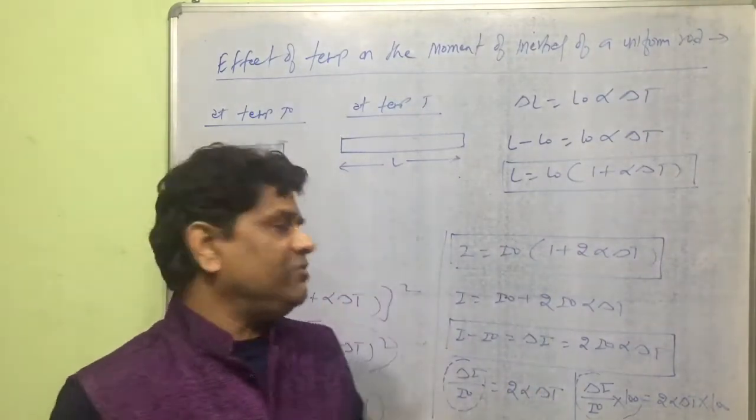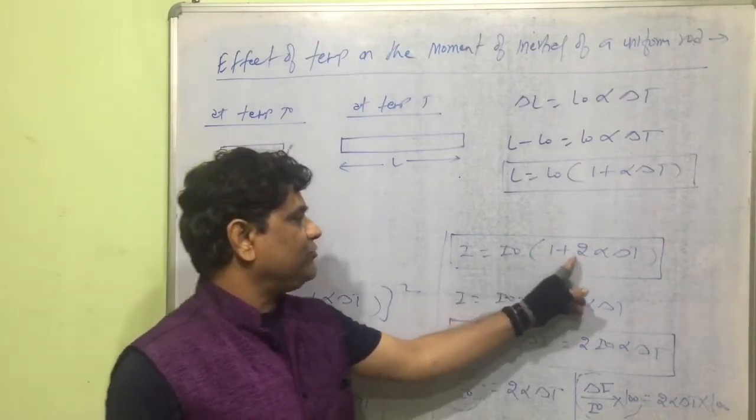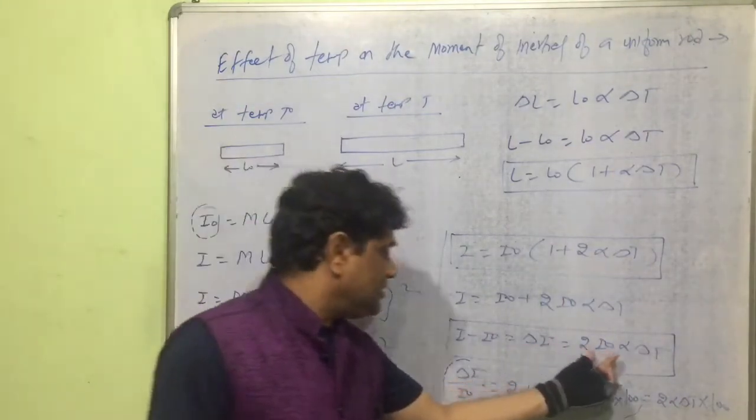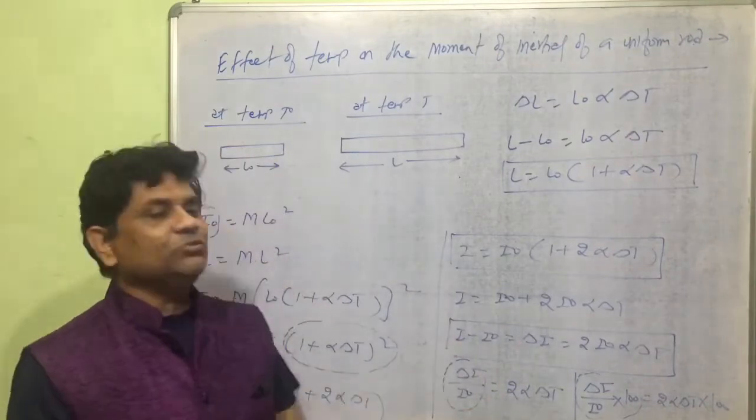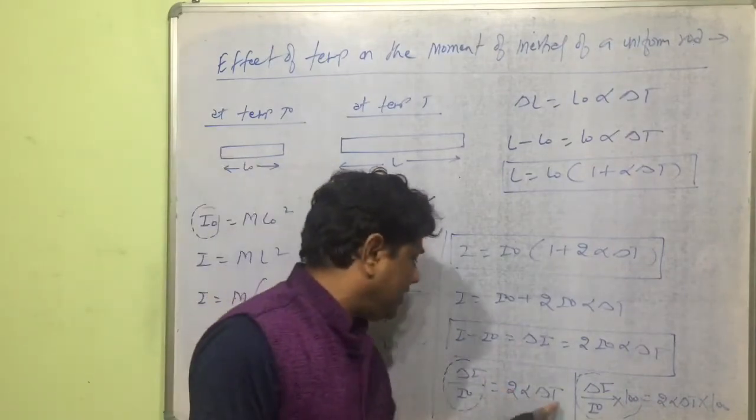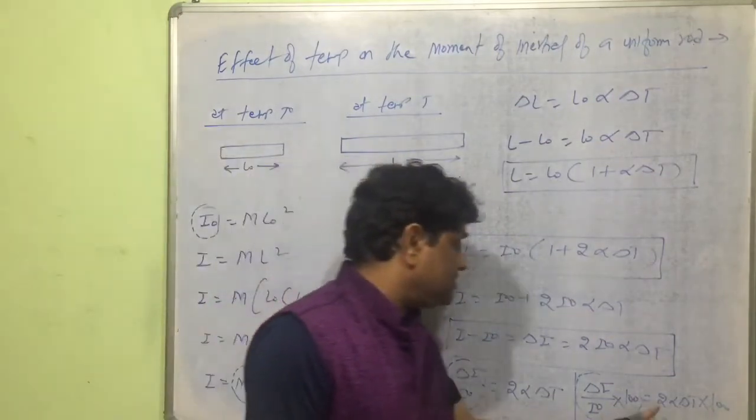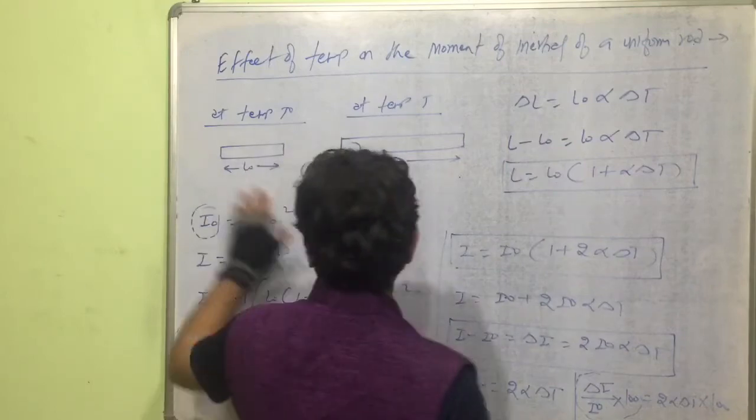So some important relations we have taken on the board now. I is equal to I naught into 1 plus 2 alpha delta T. Change in moment of inertia is equal to 2 times I naught alpha delta T. Fractional change in moment of inertia is equal to 2 alpha delta T. And the percentage change in moment of inertia is equal to 2 alpha delta T into 100.